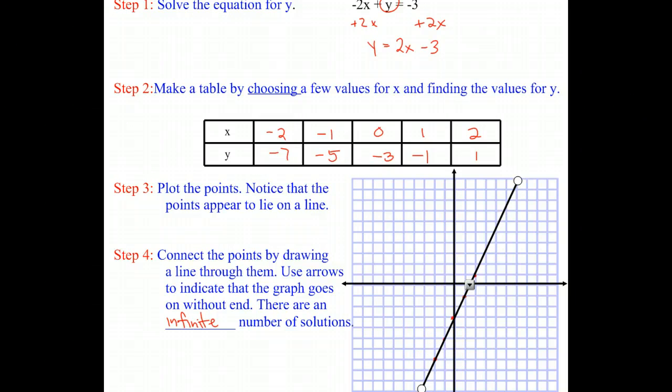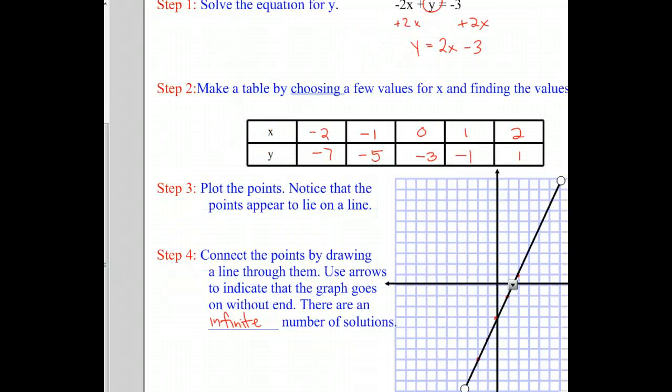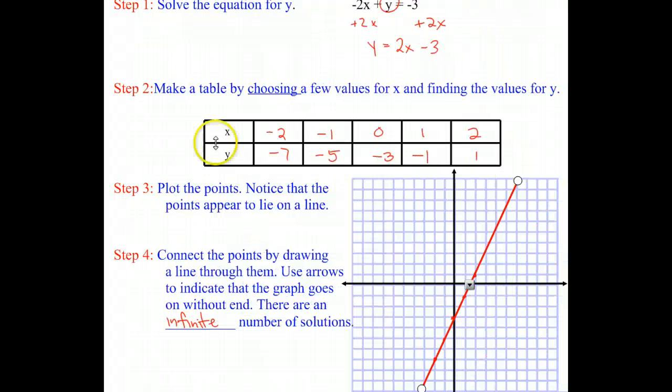For me, I'm going to have to go into Properties and change that real fast. And let's change that color to red. So when we look at our graph, we have a line that goes through our points. It has arrows on the ends and extends through our graph.